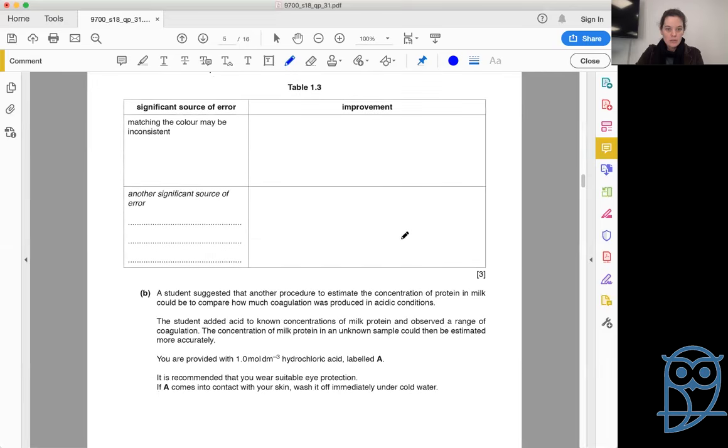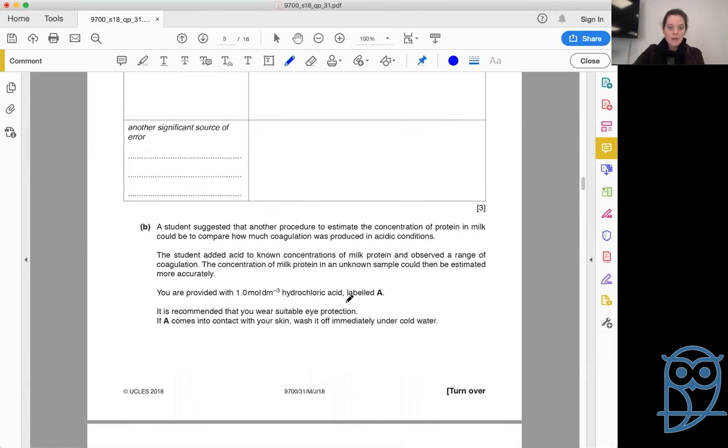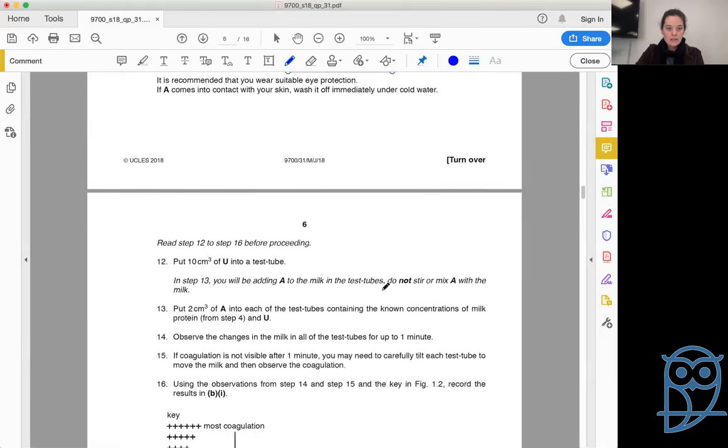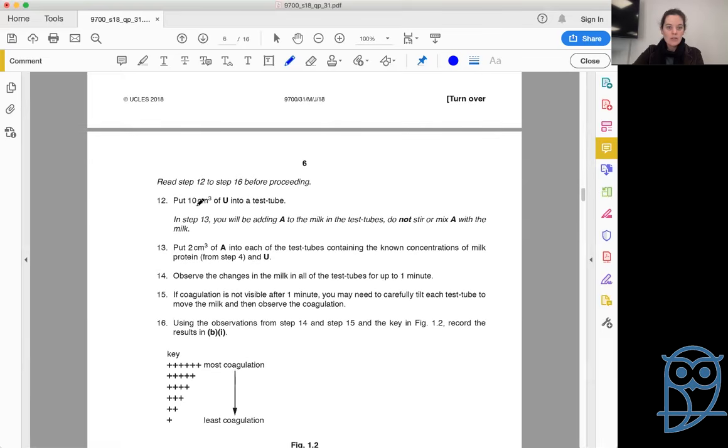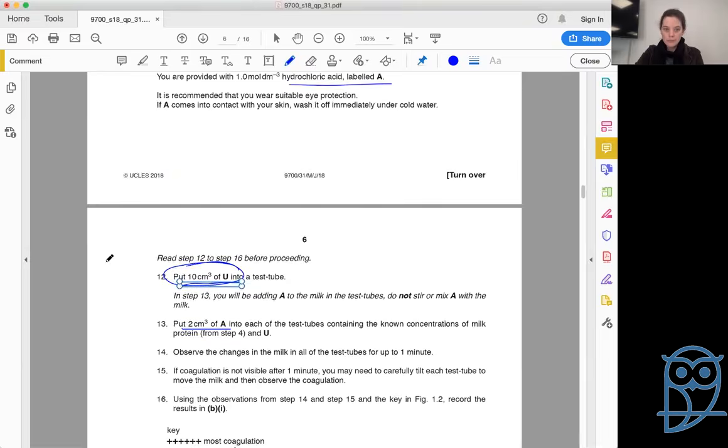Okay, I'm speed reading further. And there we go. Hydrochloric acid. Putting 10 centimeters cubed of U. Putting 2 centimeters cubed of A. There's our other syringe. But note there we've got 10 centimeters cubed of U.